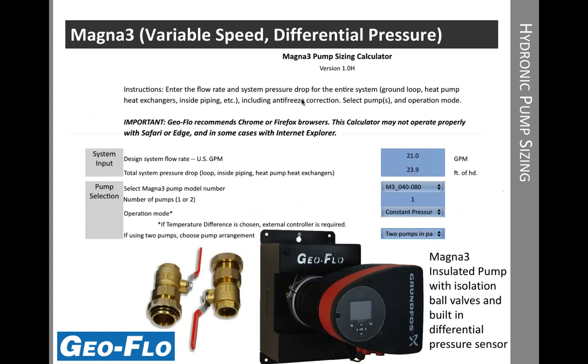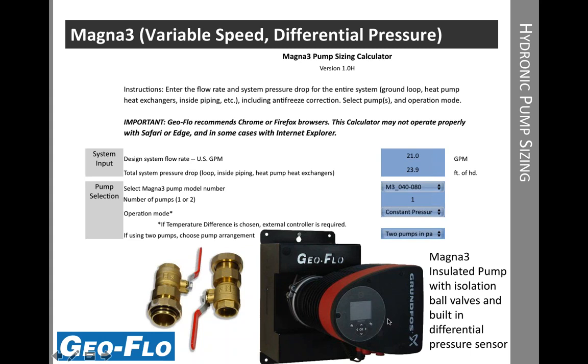So if we want to go with the differential pressure, and this would be the case typically of a larger system. I only had a 6-zone system, but maybe we have higher pressure drop, higher flow rates, what have you, maybe more zones. Then the Magna 3, you can see here, it also has an insulated cabinet like the other pump, but this has a lot more features.